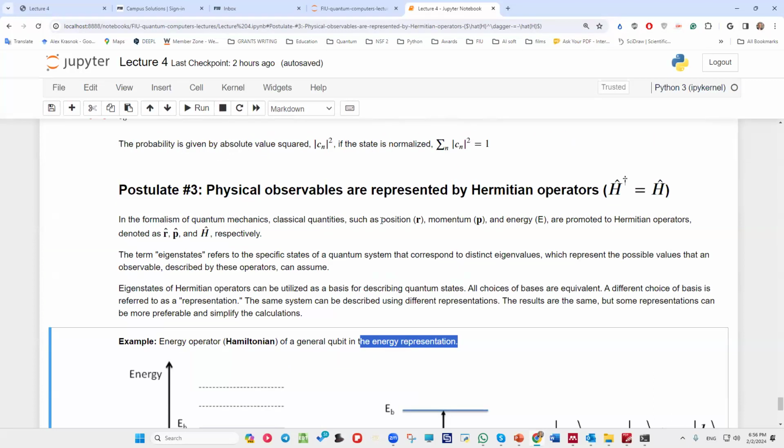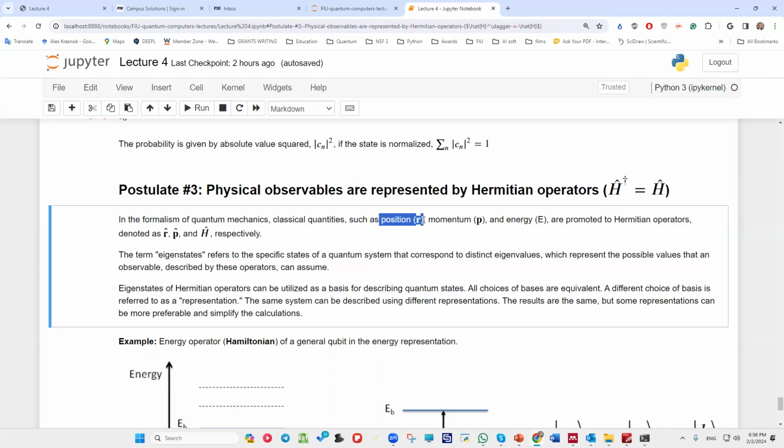So let's say I have an atom. I can measure, for example, the coordinates of some elements of the atom, right? So electrons, nuclei. I can measure the position of the atom. I can measure the momentum of the atom. I can measure the energy of the atom. And all these quantities in quantum mechanics are represented by Hermitian operators.